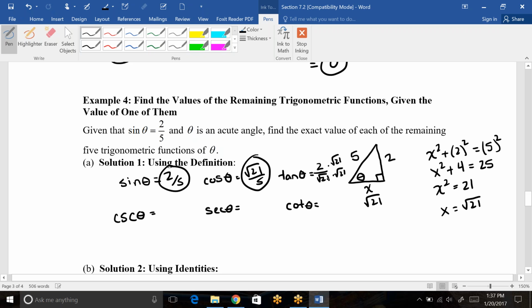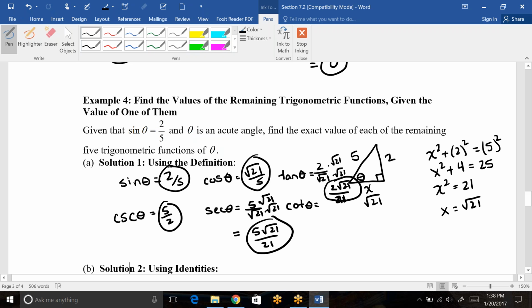The nice thing is when you multiply something times itself, when it's a radical, the bottom just ends up being that number. So it's 2 square root of 21 over 21. Cosecant we just flip, so that'd be 5/2. Here we'd get 5 over the square root of 21, so we have to rationalize by multiplying top and bottom by square root of 21. So that's 5 square root of 21 over 21.